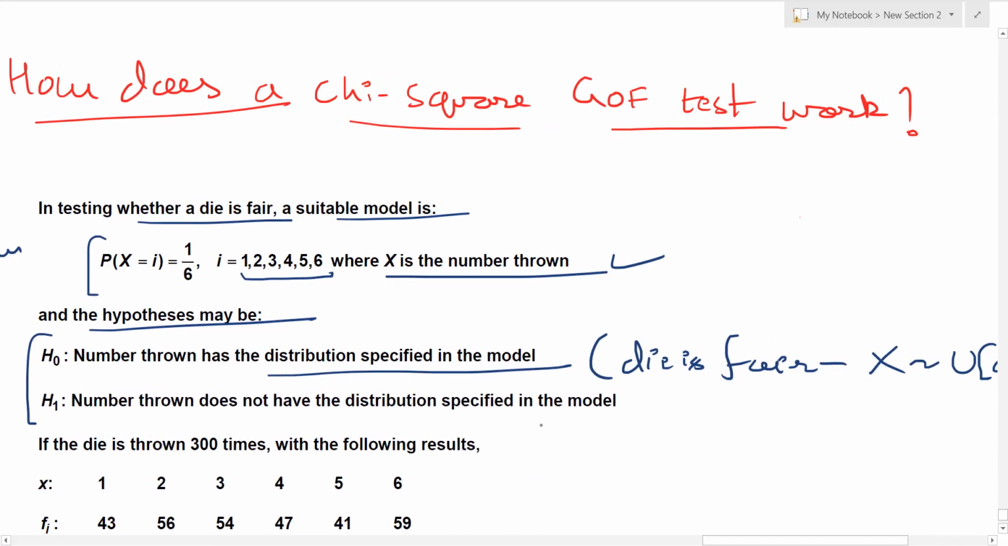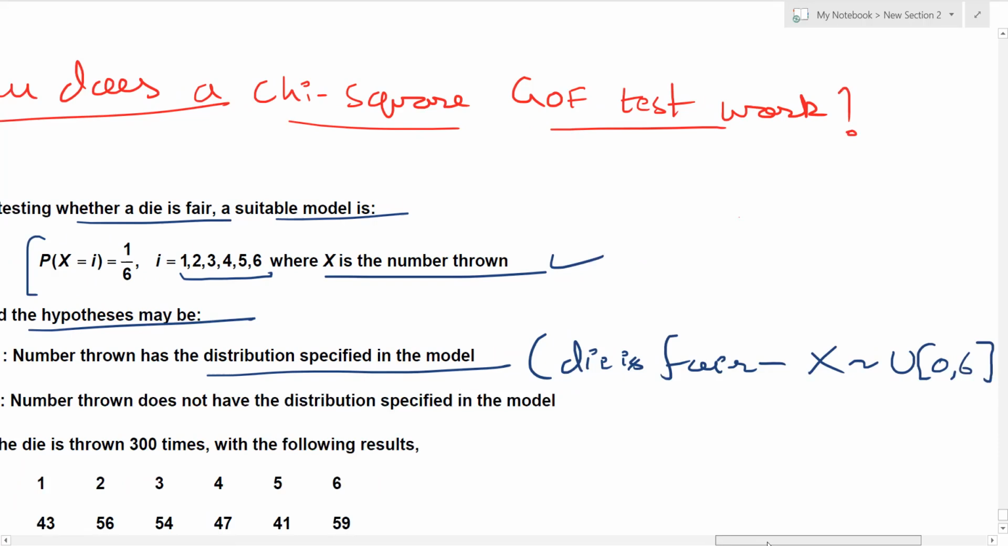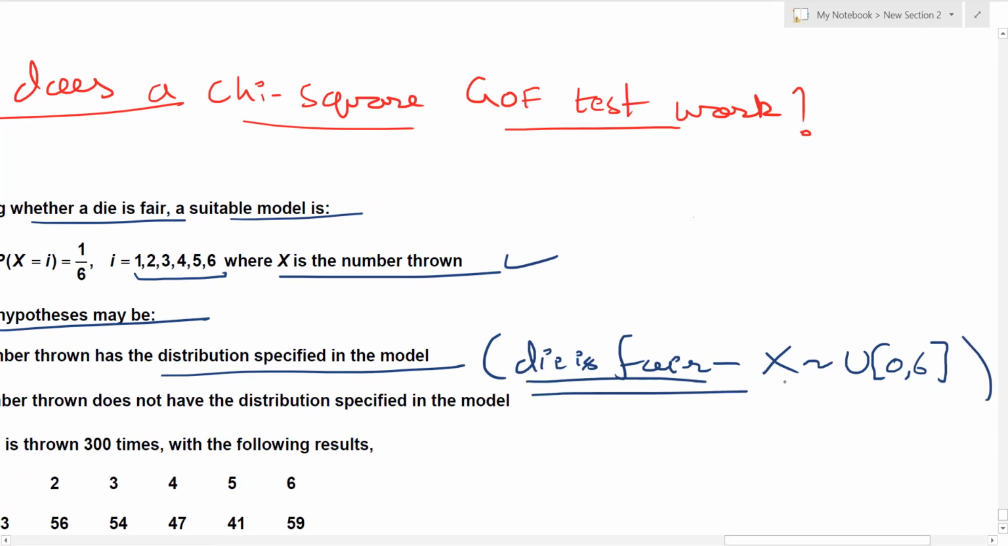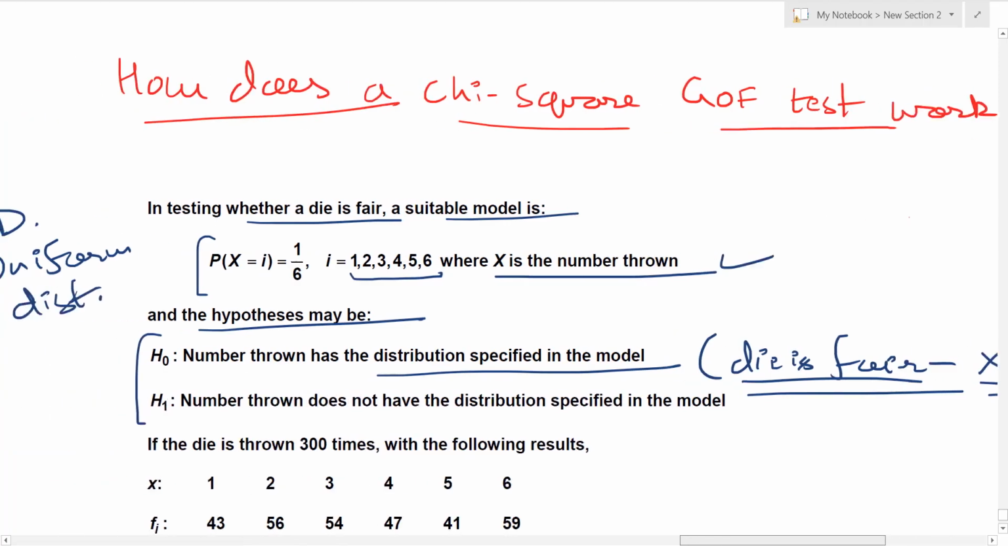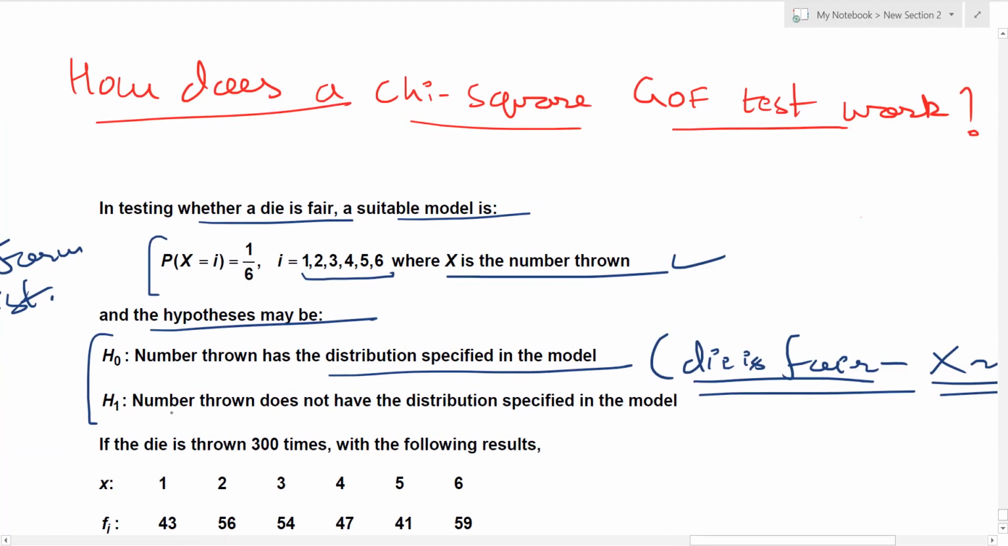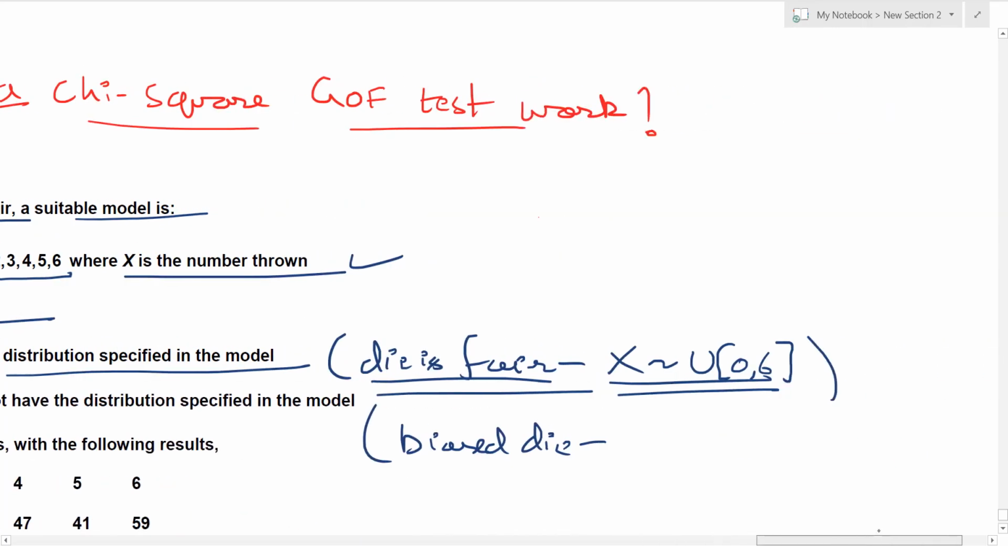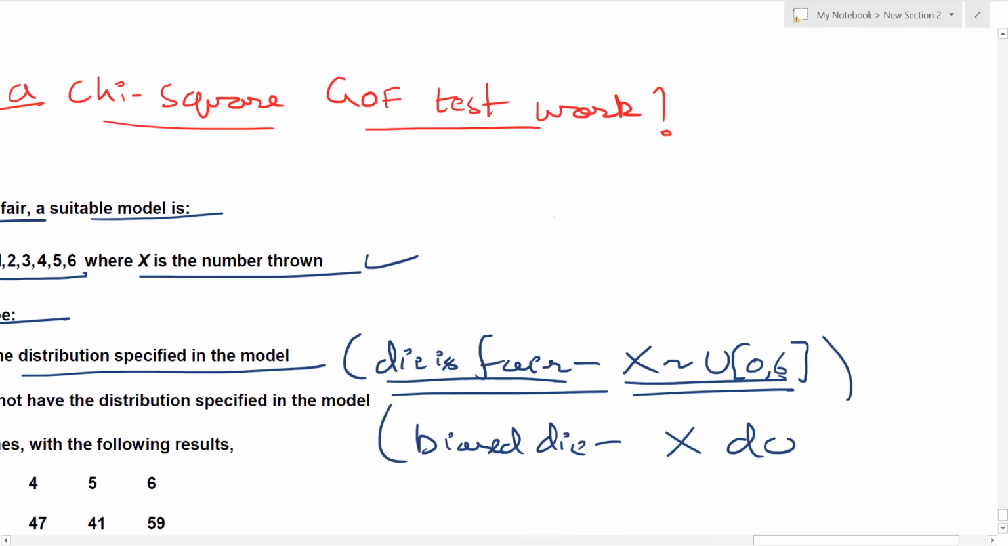That is what we check here: the distributional assumptions. So that is the distributional assumption we are checking, whether the die is fair and whether x follows uniform 0 comma 6. And the alternative is that the number thrown does not have the distribution specified in the model, so this is a biased die. Or you can say that x does not follow uniform 0 comma 6.